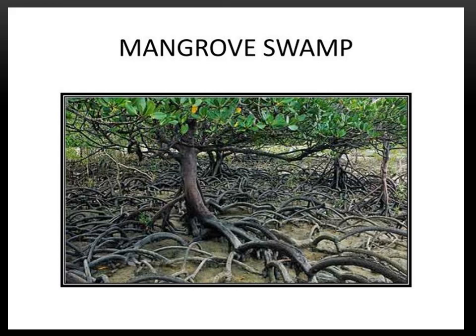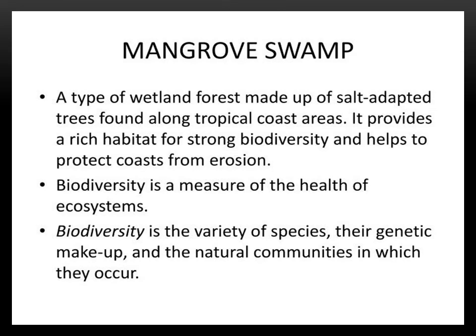So the next is the mangrove swamp. A mangrove swamp is a distinct saline woodland or shrubland habitat formed by mangrove trees in brackish tidal water. It is a type of wetland forest made up of salt-adapted trees found along tropical coast areas. It provides a rich habitat for strong biodiversity and helps to protect the coast from erosion. Biodiversity is a measure of the health of ecosystems, and it is the variety of species, their genetic makeup, and the natural communities in which they occur.